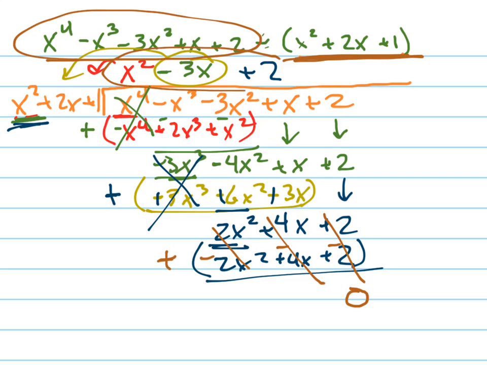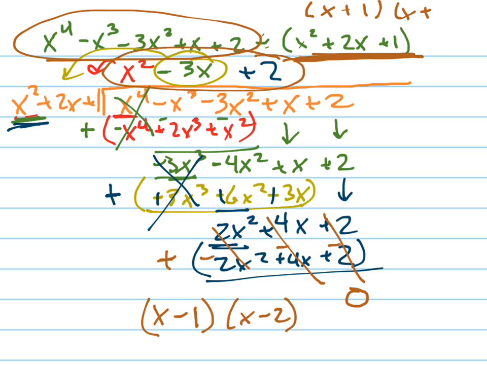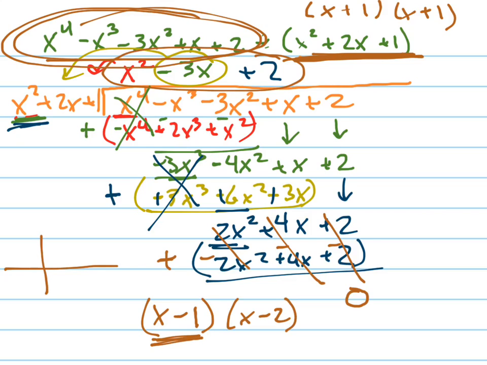And this actually does factor. That factors into x minus 1 and x minus 2. And this one factors into what? X plus 1, x plus 1. So guess what? This graph right here, I know what that graph looks like. I know that that graph looks like negative 1, there's a 0 there. I'm sorry, positive 1, there's a 0 there. Positive 2, there's a 0 there. And negative 1, there's a 0 there.